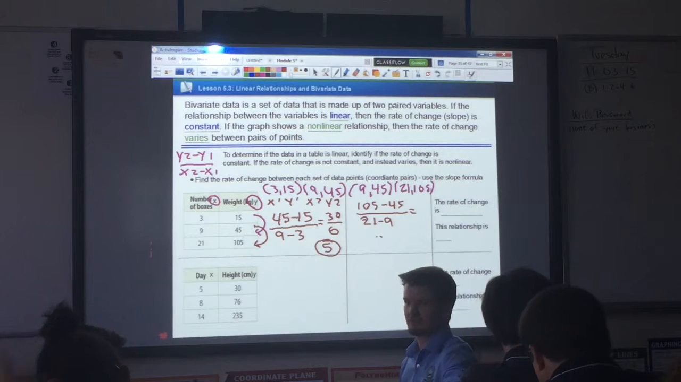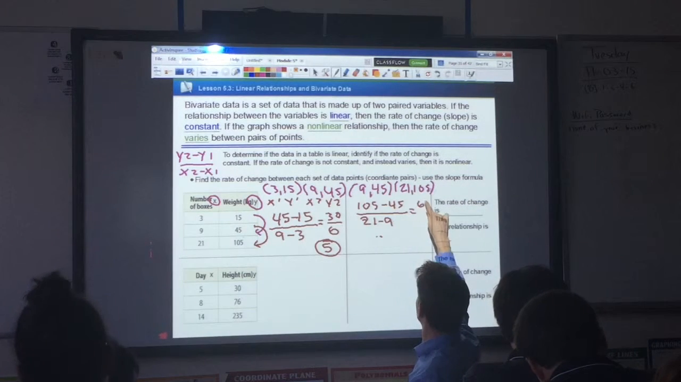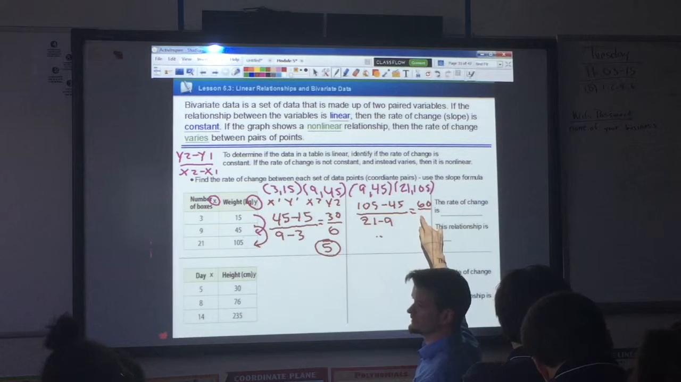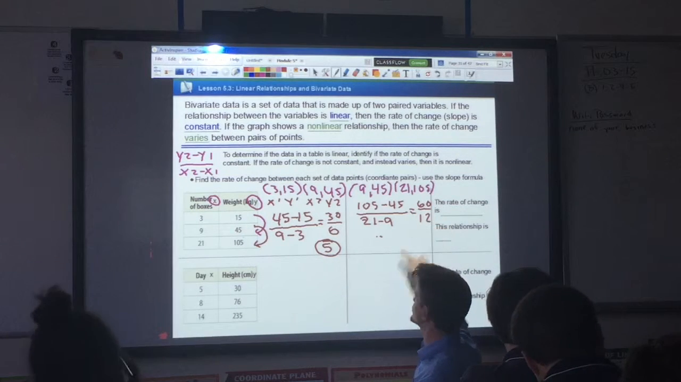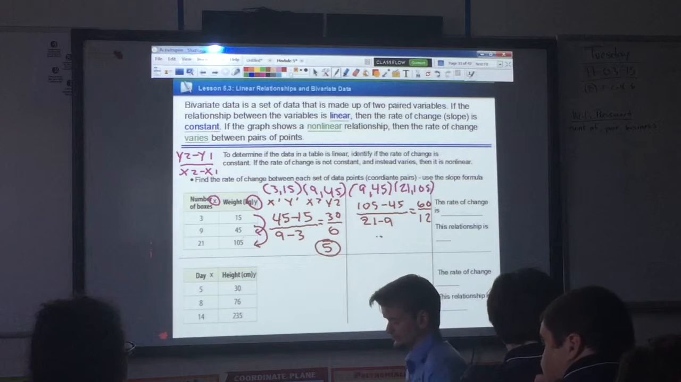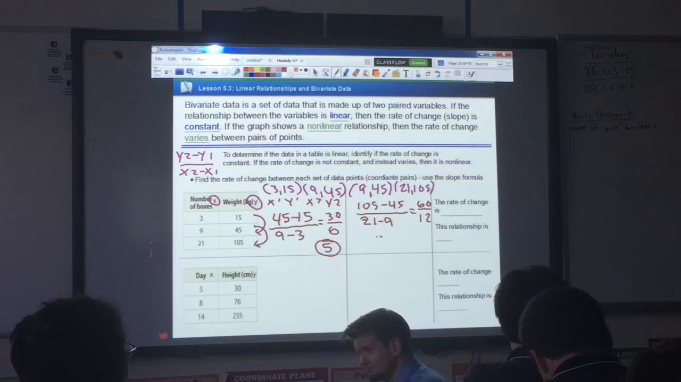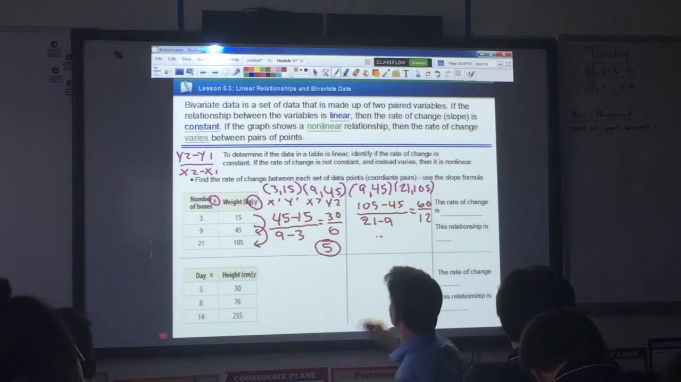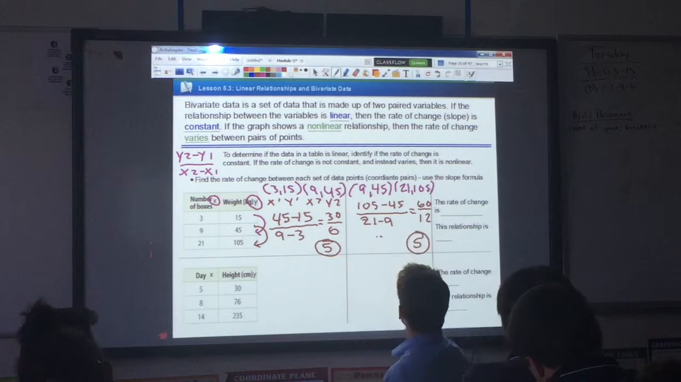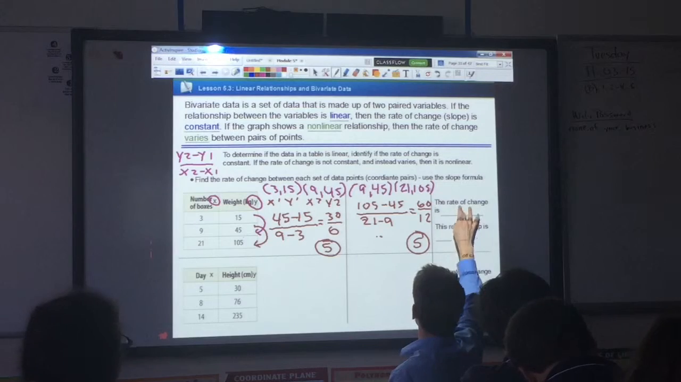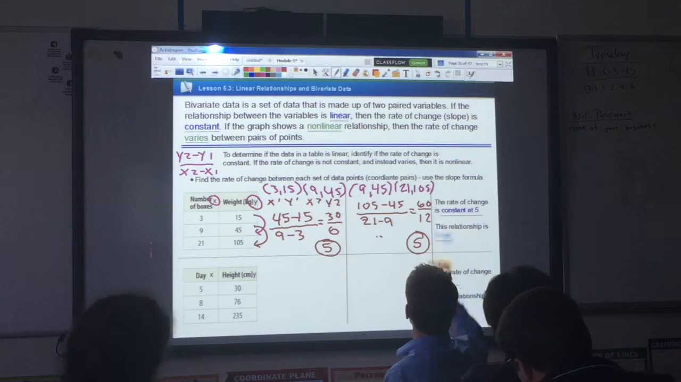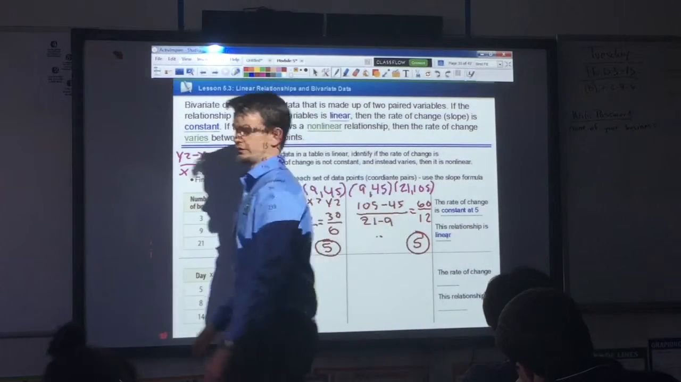Anybody want to help her out? 60, okay. And then 21 minus 9 is 12. And then just Adriana, just her. What's 60 divided by 12? 5. So do I have a constant rate of change here? Yes, the rate of change is constant at 5, which means that this is in fact a linear relationship.